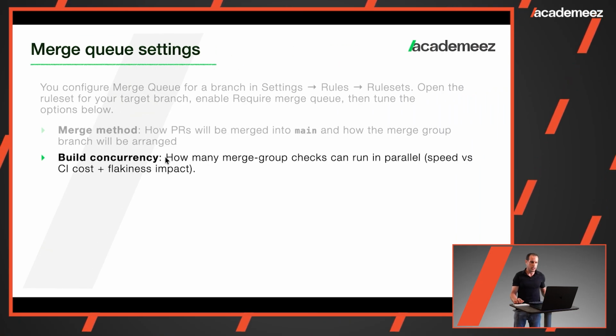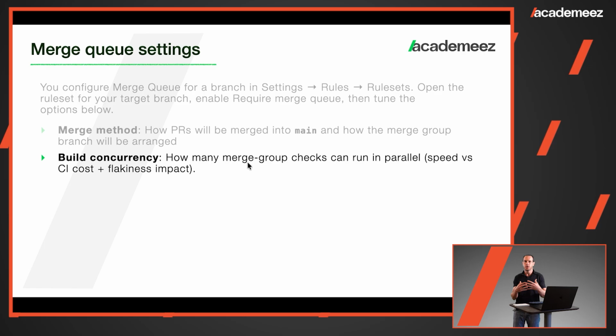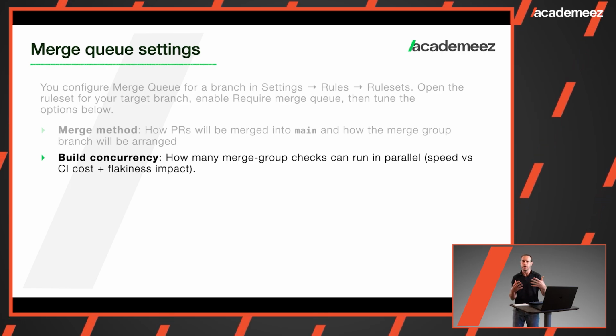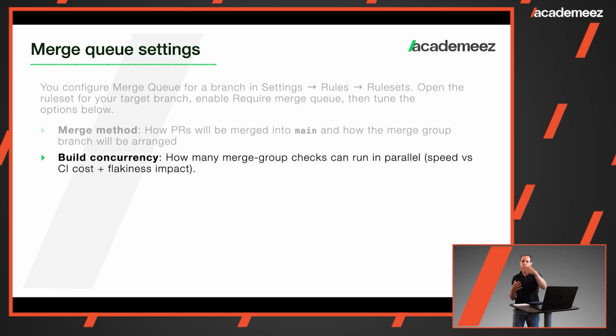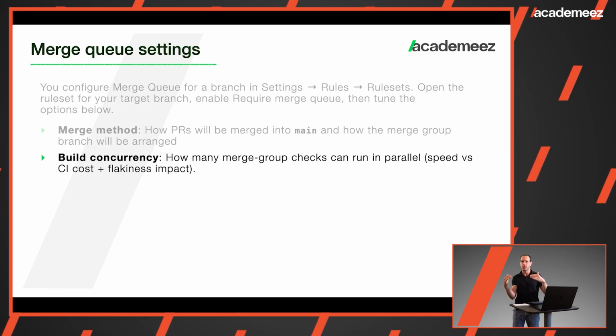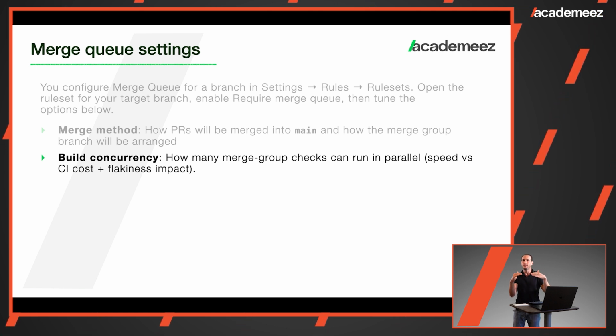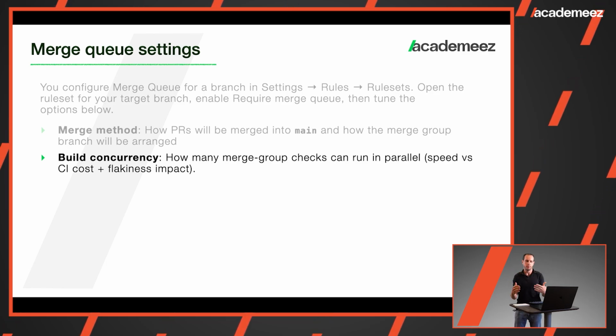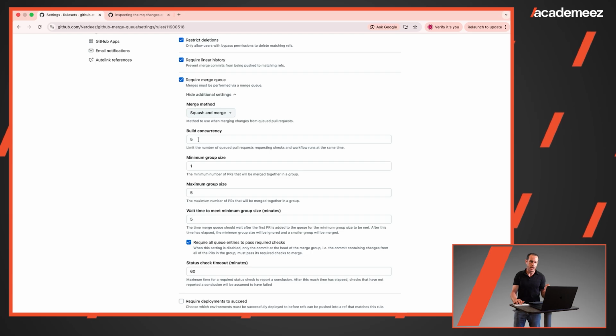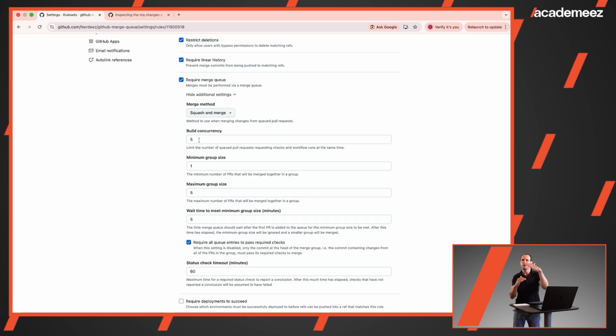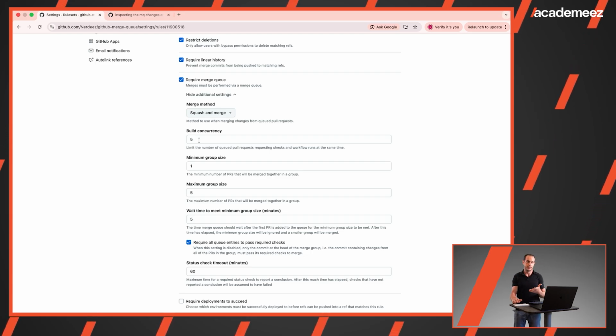Another option we have is the build concurrency. Build concurrency determines how many merge group branches are going to be created and have their checks run in parallel. We said that when a PR enters the merge queue, we might create a merge group branch for that PR. And when multiple PRs enter the queue, we might have multiple of those merge group branches, each one created and running the checks in parallel. So this setting determines how many of those merge group branches can be created and run the checks in parallel.